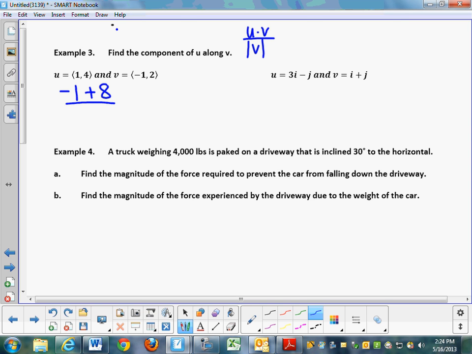How do I find the magnitude of a vector? Square root of a squared plus b squared. So if I take the square root of -1 squared plus 2 squared, I get square root of 5. So on top you have 7, bottom you have square root of 5. Multiply top and bottom by square root of 5, and you get 7 square roots of 5 over 5. So that's the component of u along v. That's it.